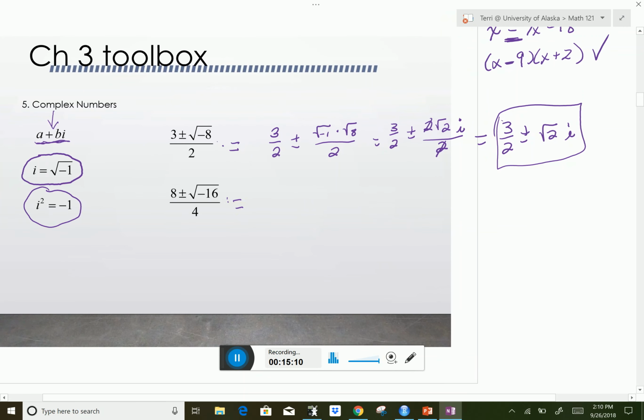The next one is, let's do this again, 8 over 4 plus or minus, let's say the square root of 16 times the square root of -1 over 4. 8 over 4 is 2, plus or minus 4i over 4, which is 2 plus or minus i. And that would be my answer that I would want to give for a quadratic equation.